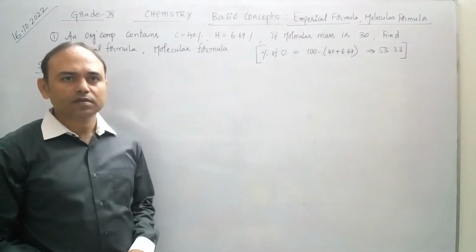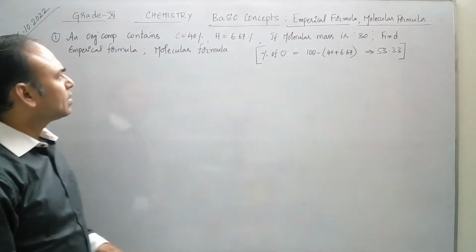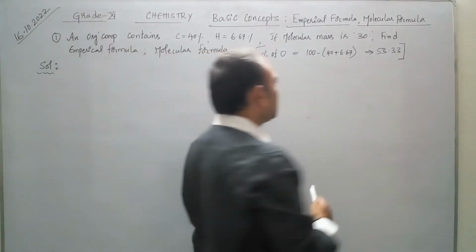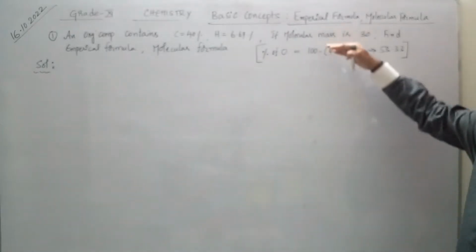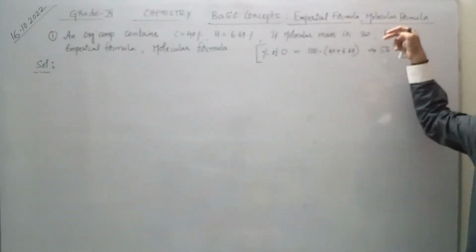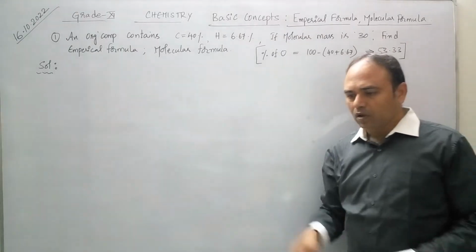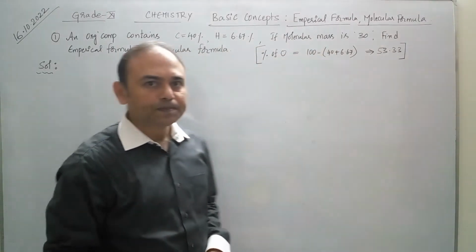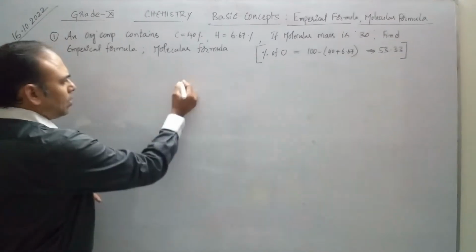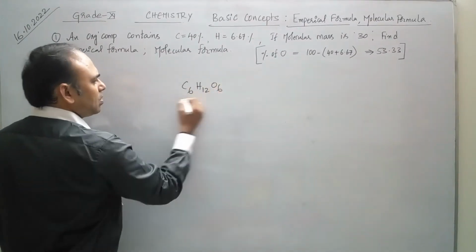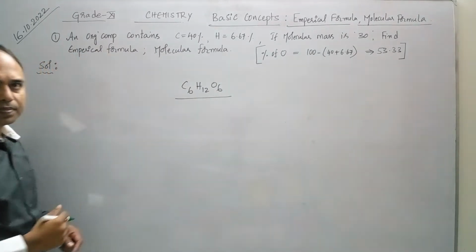Good evening, students. Today's topic is grade 11 chemistry basic concepts. In that, we are going to discuss the subtopic empirical formula and molecular formula. See, with an example, we can discuss this topic. Before we enter into the question, let us take the molecular formula of glucose, that is C6H12O6.